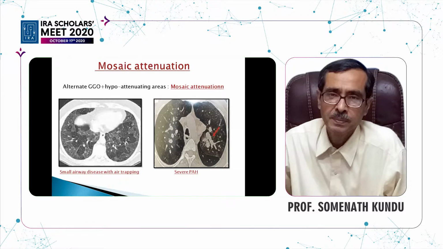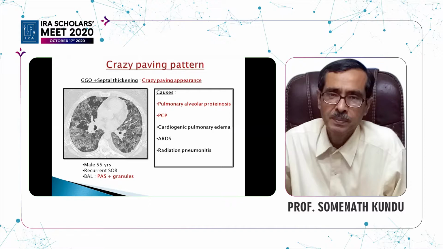So mosaic attenuation is alternate areas of ground glass shadows and hypoattenuating areas. If septal thickening and ground glass shadow is associated, that is ground glass shadow plus septal thickening, we use the term crazy paving pattern. So we find here the ground glass shadow is crisscrossed by the lines due to septal thickening, and this is what is known as the crazy paving pattern. The classical cause is pulmonary alveolar proteinosis, but you can get it in cardiogenic pulmonary edema, you can get it in ARDS, you can get it in pneumocystis pneumonia.